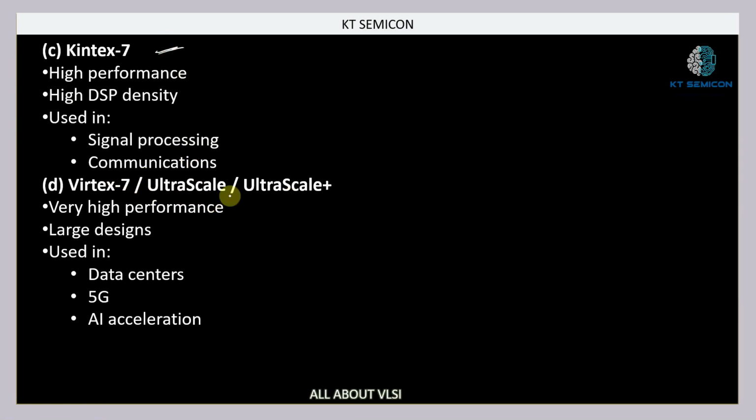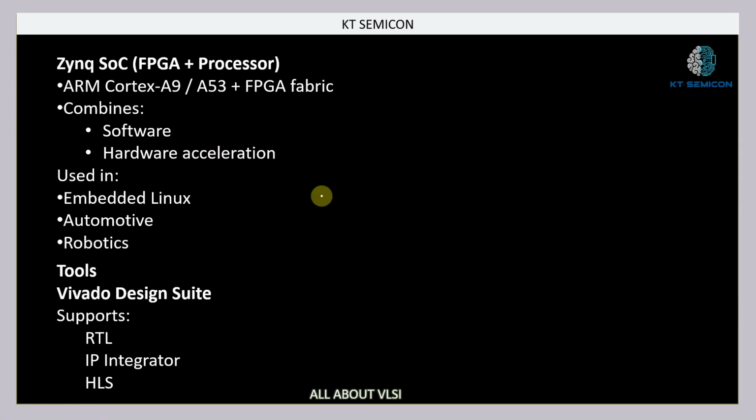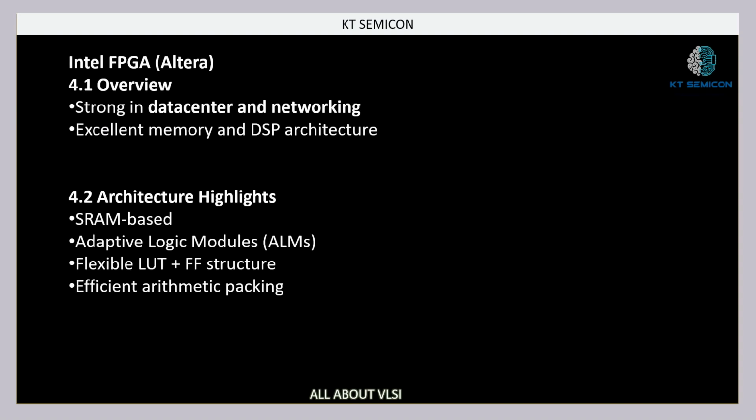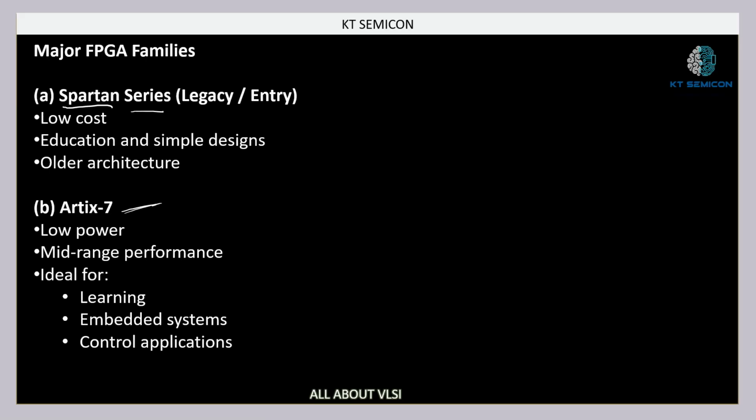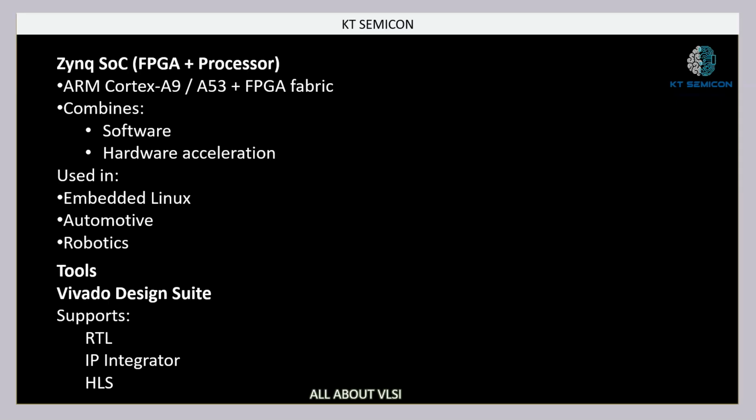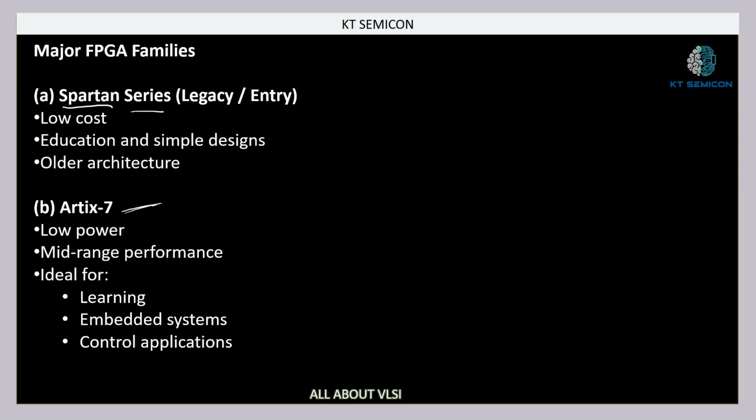And we also have Vertex, UltraScale Plus, and Zynq SoCs, where we have FPGA plus processor. What is this FPGA plus processor that we are going to see? There are so many vendors, and why I'm showing this is so you get some familiarity with these names. So we have Spartan, Artix, Kintex, Vertex and Zynq. All of this comes under Xilinx.